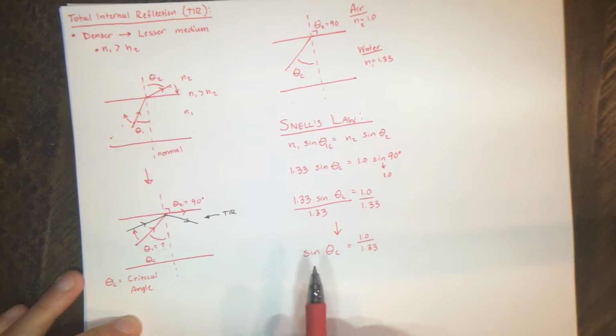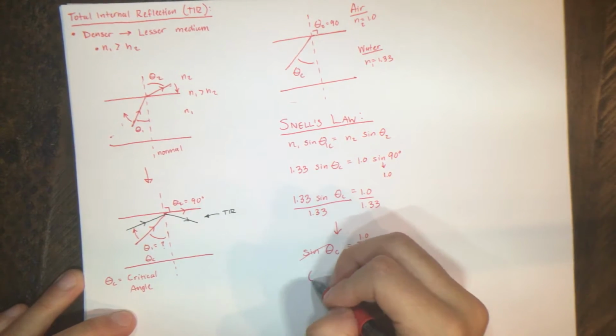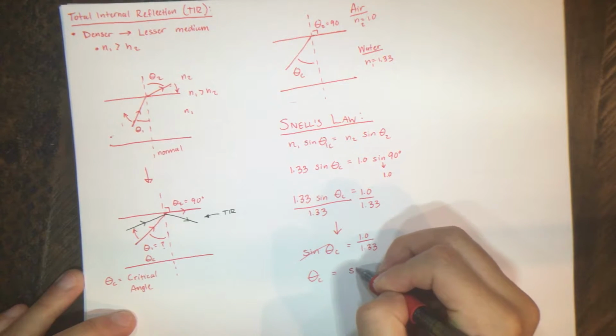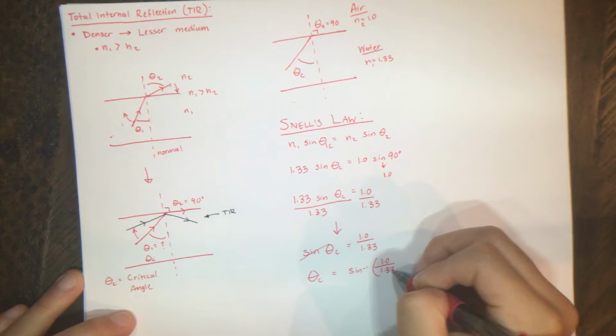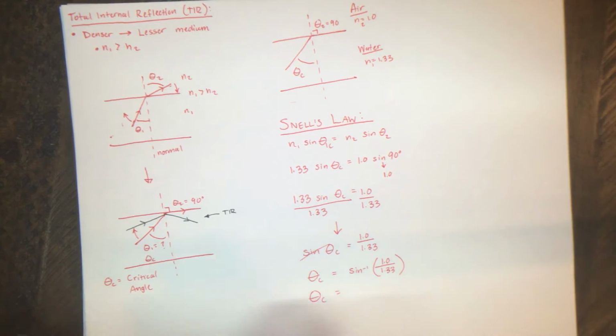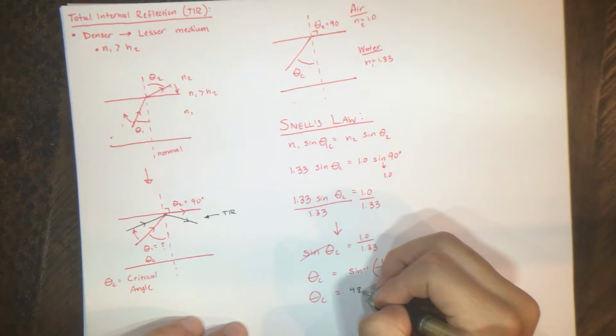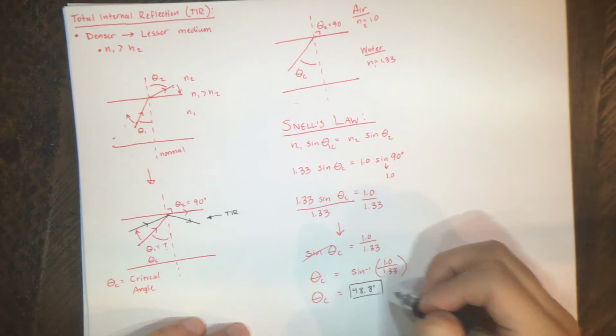To get rid of the sine on one side when we're trying to find an angle, we just take the inverse sine of that. So now we can cross that out, and we have theta c is equal to sine inverse of 1.0 over 1.33. Give me one second, I can type this into a calculator to get the exact angle. If you typed it in too, you will also get approximately 48.8 degrees. Okay, I just want that to stand out.